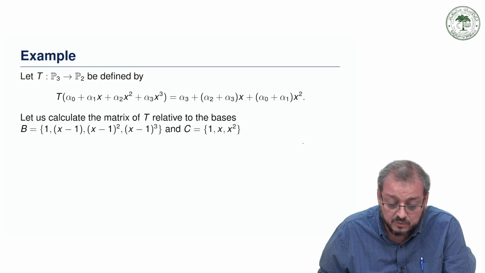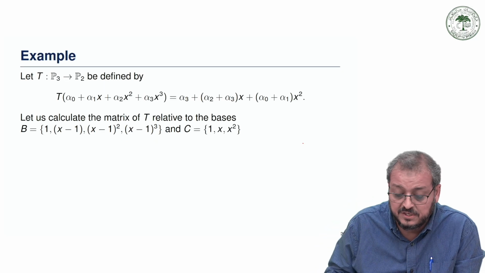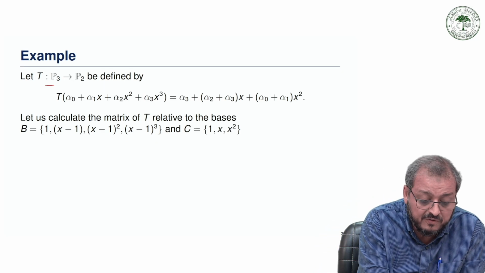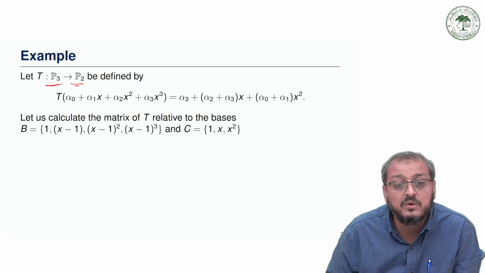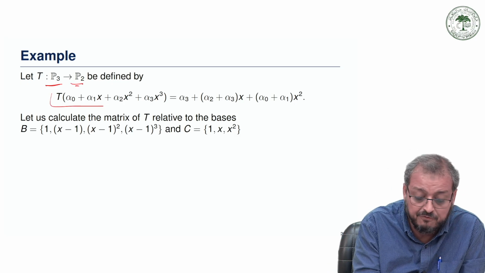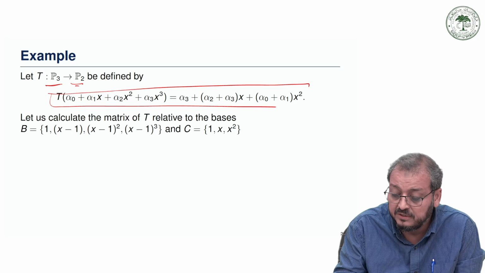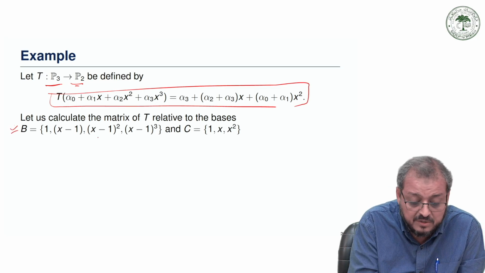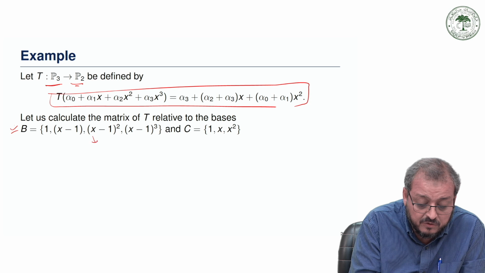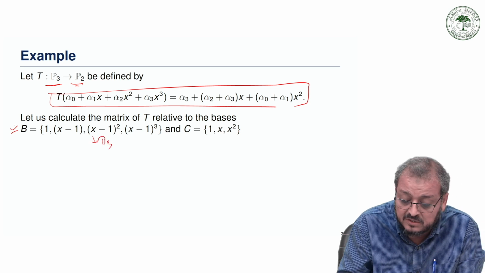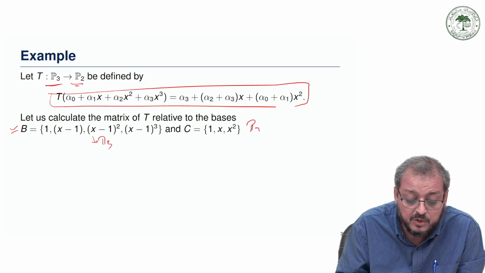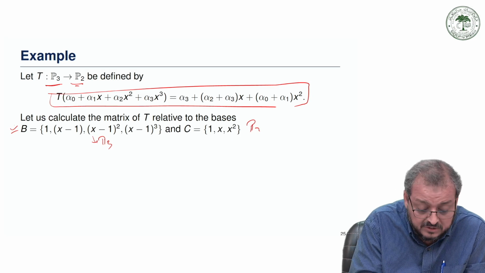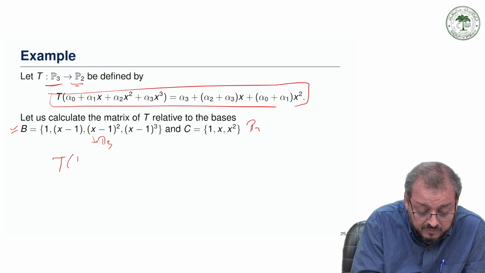Next we take a polynomial example, and we have a mapping defined from P3 to P2, and the map is defined in this form. B is the basis for P3, and this is the basis for P2. So that means we have to calculate accordingly to the basis of 1.